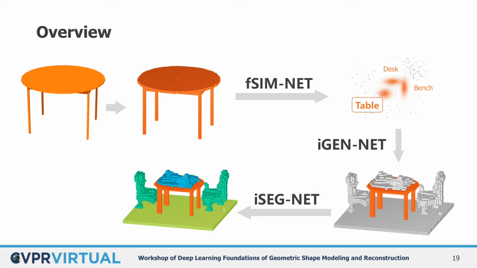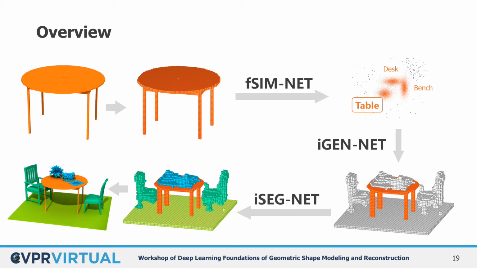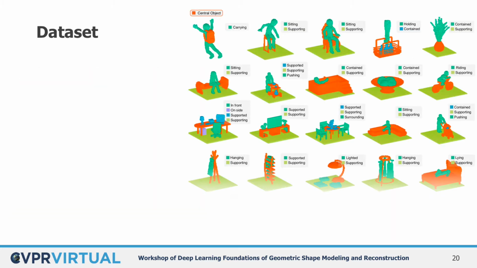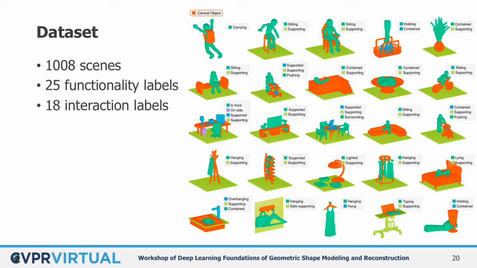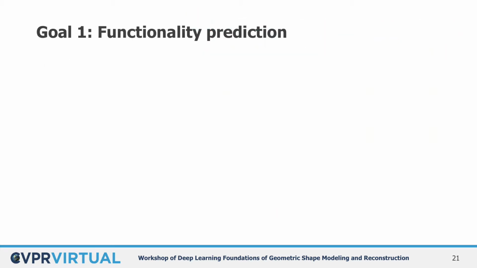In this manner, we can refine the scenes by retrieving high-resolution models to substitute the generated context. And our key contribution is the design of those three networks. To enable the learning process, we construct a dataset which contains more than 1,000 scenes with 25 different functionality labels and 18 different interaction labels. With such a dataset, our first goal is to map the given object to the scenes showing similar functionalities.